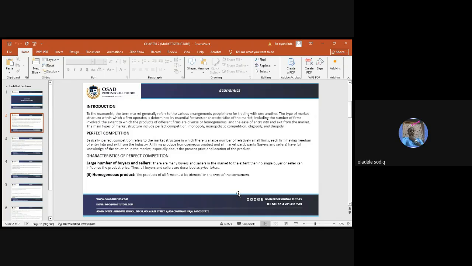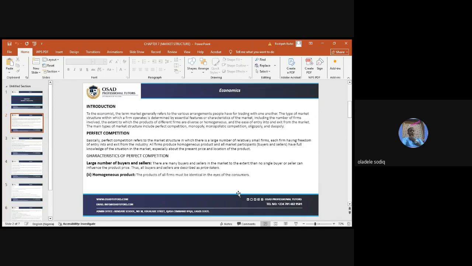And also the ease of entry into it and exit. So there are some markets whereby there is free entry and exit. That is a market whereby you can easily come into it to sell whatever you want to sell, and you can easily leave if you are not selling again.